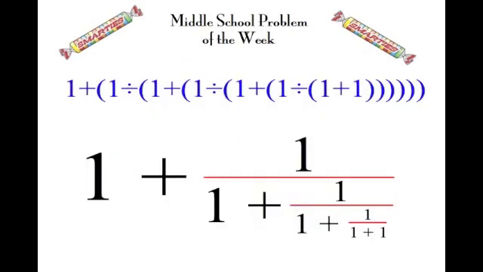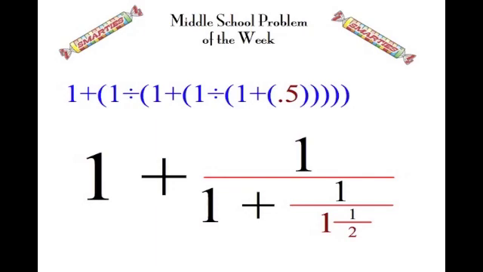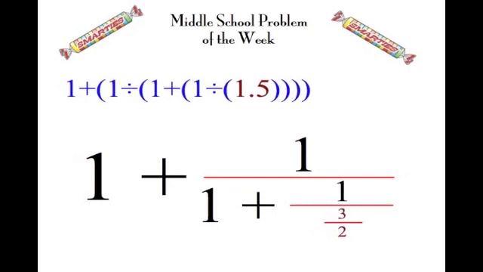And let's get on with the problem. The first thing we're going to do is add 1 plus 1 to get 2. And then we're going to add 1 plus 1/2 and get the mixed number 1 1/2. And at the top, we've changed the 1 divided by 2 to 0.5. And then we write the 1 1/2 as an improper fraction, 3/2. And at the top, we have 1.5.